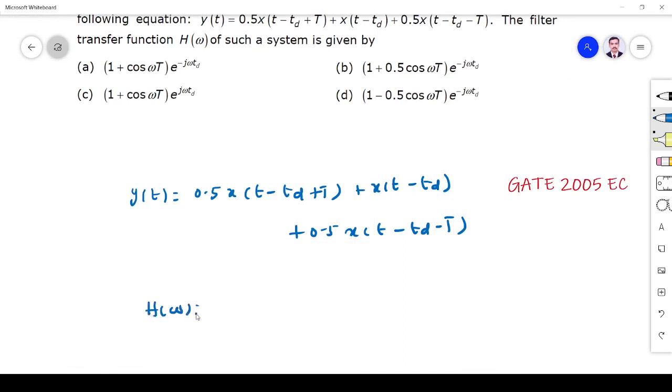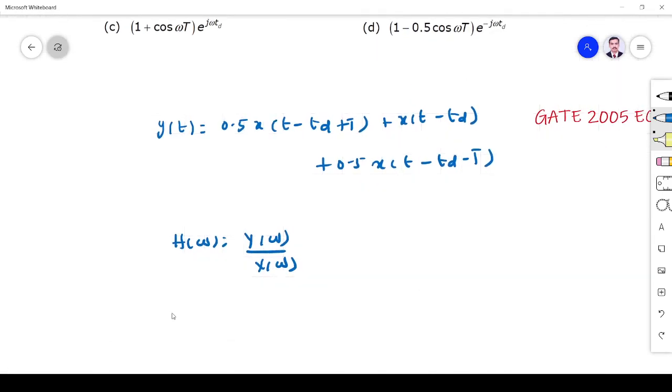We know h of omega is equal to y of omega by x of omega. So if I want y of omega, I have to take the Fourier transform. So y of omega is equal to, for this 0.5 term, a time shifted version of x of omega. For x of t it is x of omega, and for the time shifted version, e power minus j omega times minus td plus t. Right?